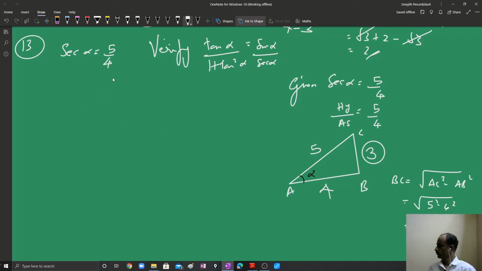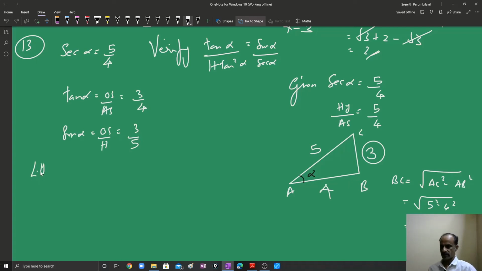Now we will be finding the values of tan alpha and sin alpha, since sec alpha is given. How do you find tan alpha? Tan alpha is opposite side by adjacent side, that is equal to 3 by 4. And sin alpha is opposite side by hypotenuse, that is 3 by 5.